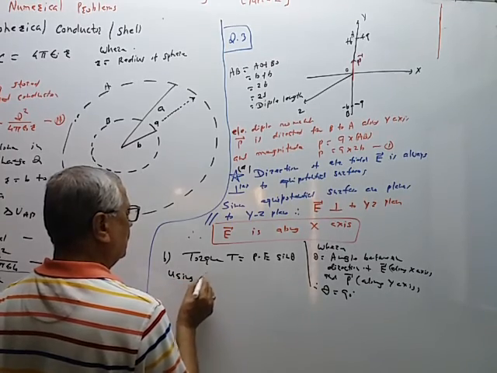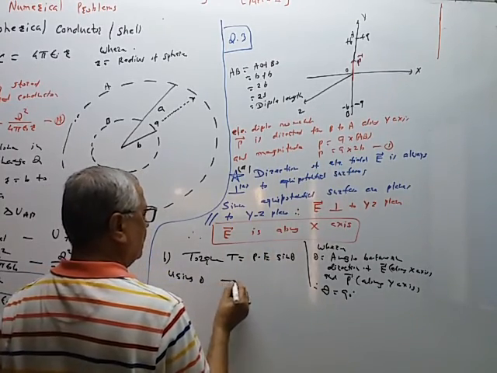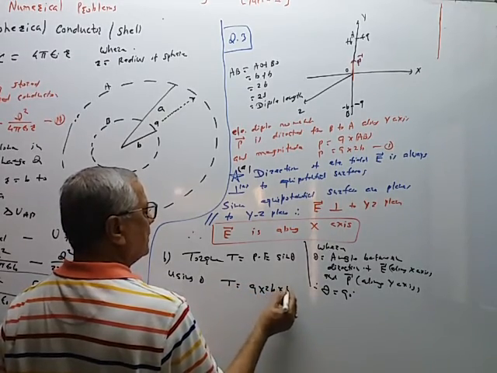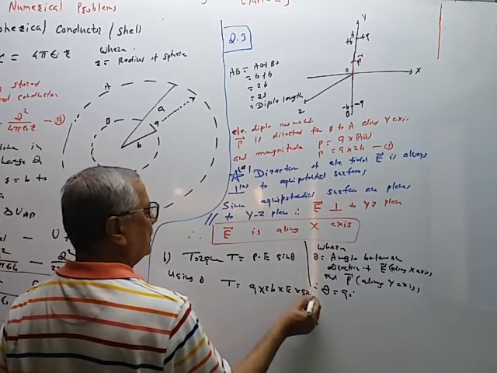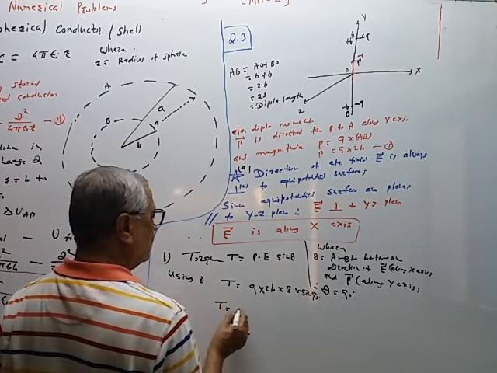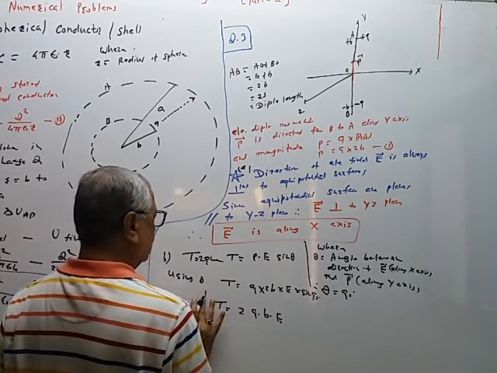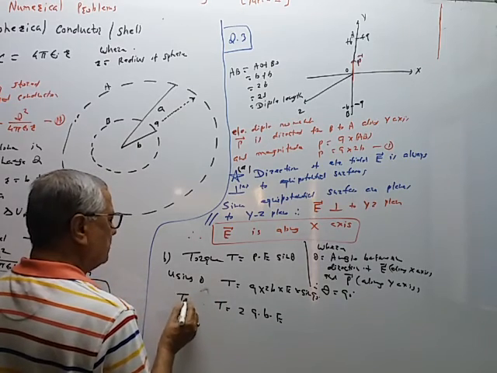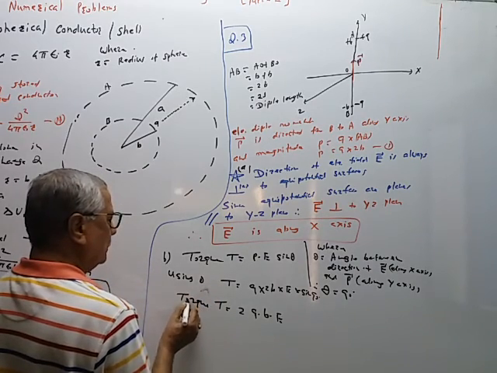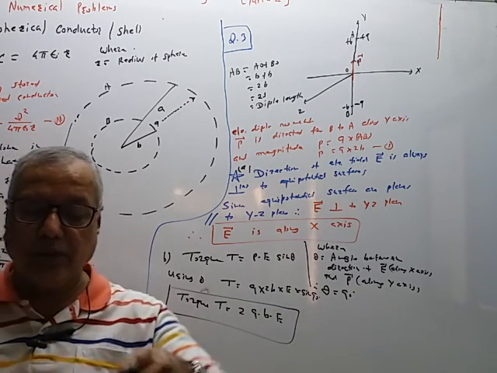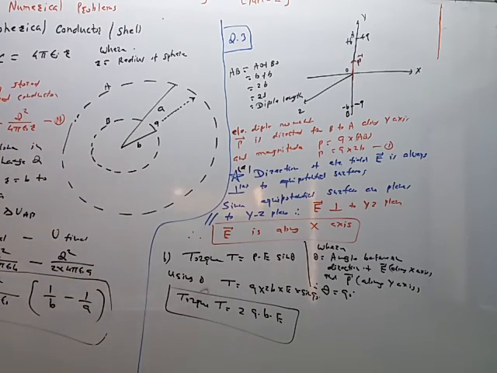Now, use this equation. Therefore, torque T is equal to P, which is substituted by Q multiplied by 2B, multiplied by E, multiplied by sin 90. So sin 90 is equal to 1. So 2 into Q into B into E. So the second part has the answer: the torque acting is maximum and it is given by 2 times Q into B into E. So this is the maximum value of the torque acting.